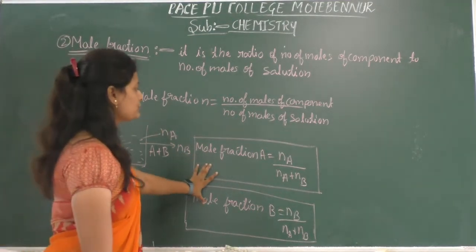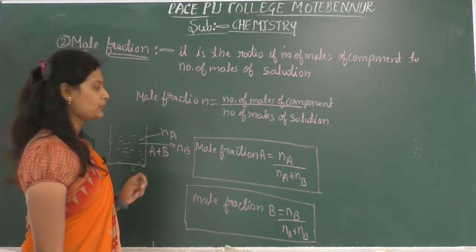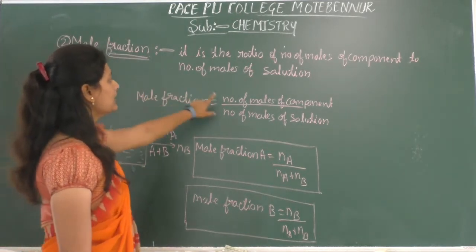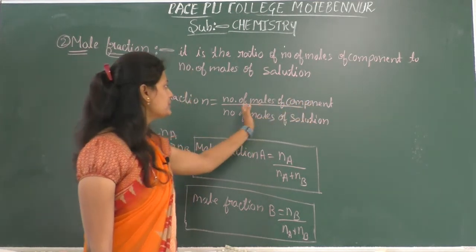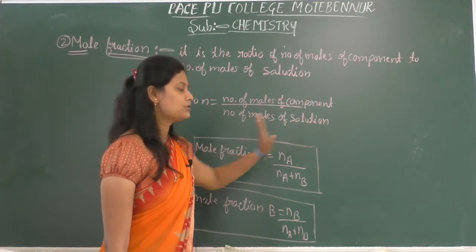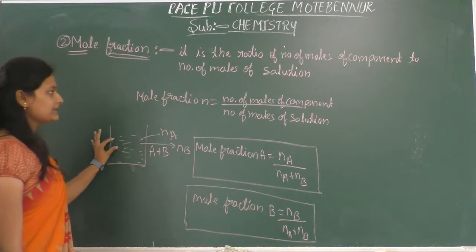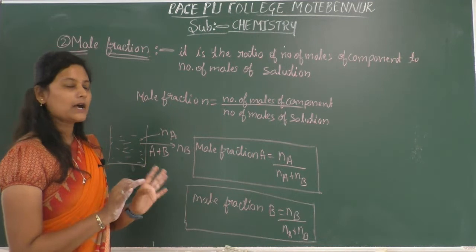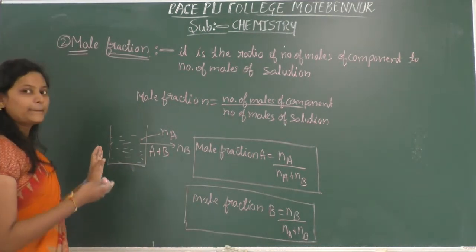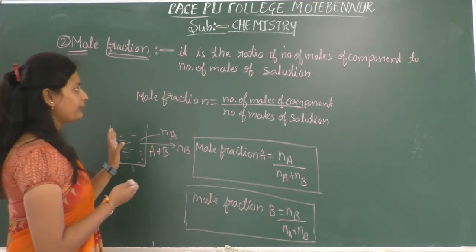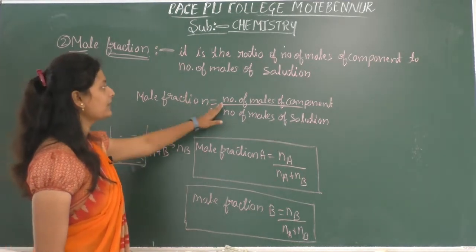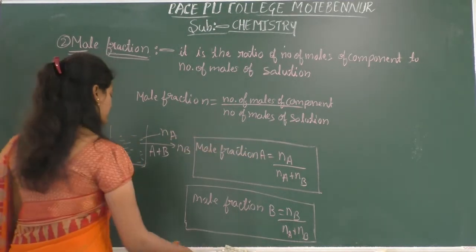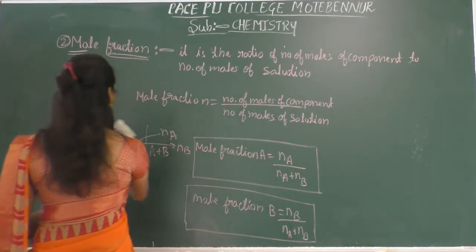Okay, so by using these two, now we will solve some numerical problems. Mole fraction is nothing but the number of moles of a component to the number of moles of a solution. The components, that is, the solute and solvent from which the solution is formed, they are the components. Okay, if we are going to calculate the mole fraction for a solute, we have to take the number of moles of solute divided by the number of moles of solution. Okay, so now we will solve some numerical problems.